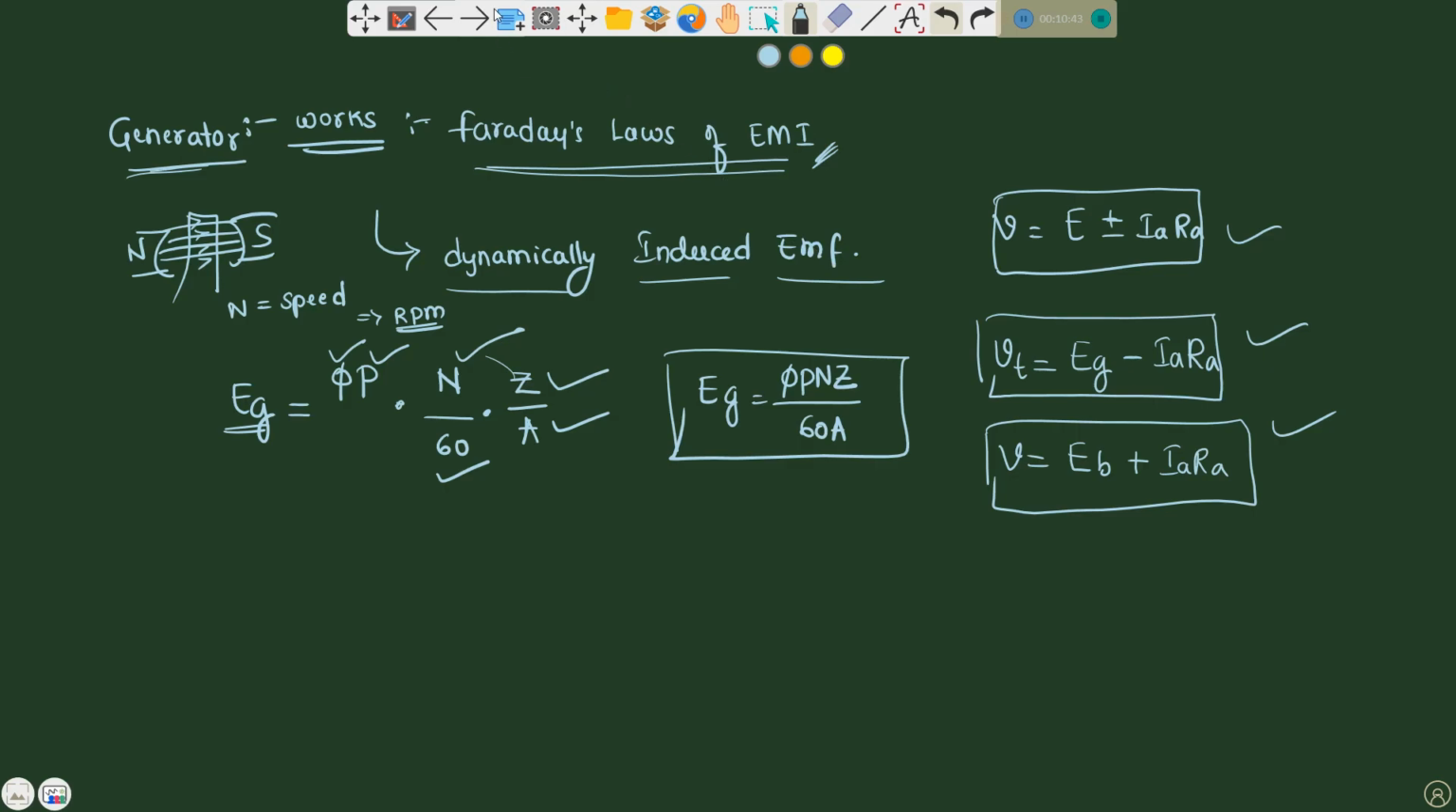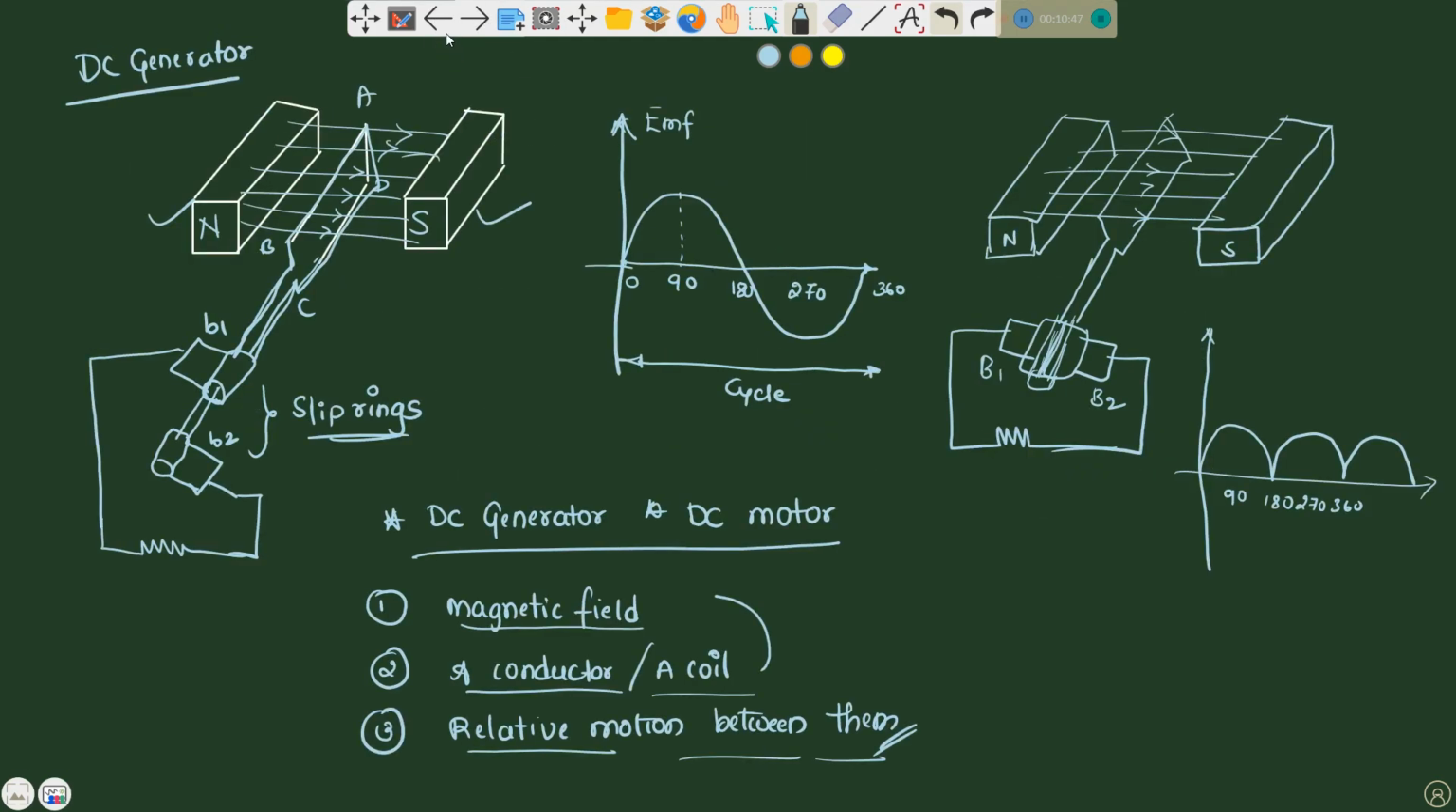Let me first explain how this DC generator is working. I am considering a simple loop generator. This is constructed here. Consider it a single turn. This is a rectangular copper coil ABCD rotating about its own axis in a magnetic field, with north and south poles provided either by a permanent magnet or an electromagnet.